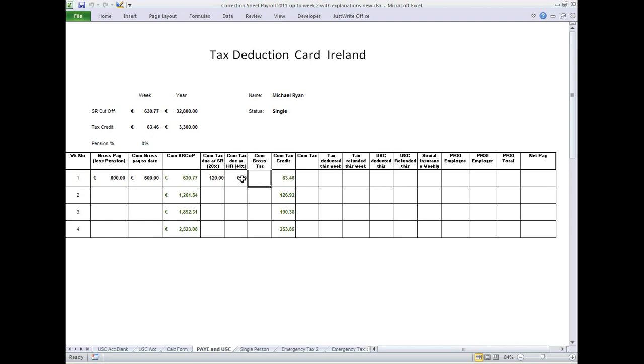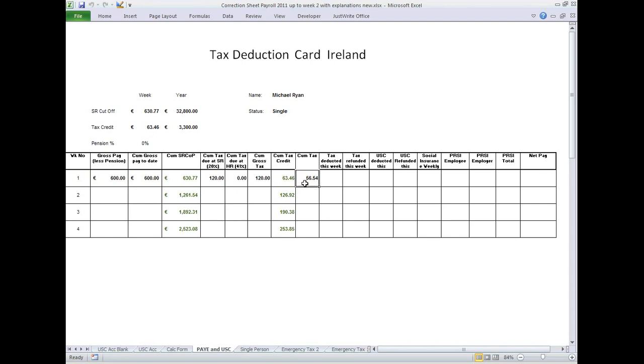So his gross tax for the week is, well, it would be that plus that, but in this case it's just 120, as you can see. Now that's his gross tax, but he has a 63.46 a week tax credit. So what he will be liable for is 120 less 63.46, and that works out at 56.54.